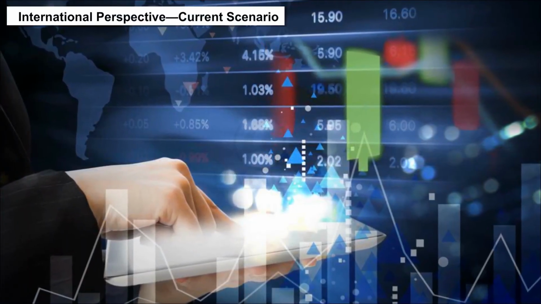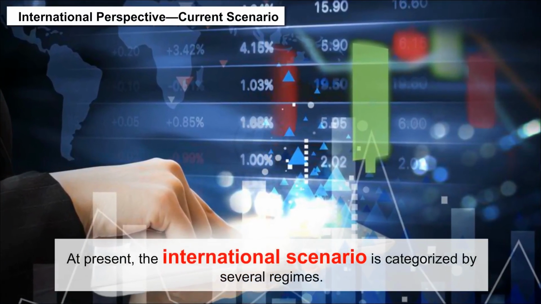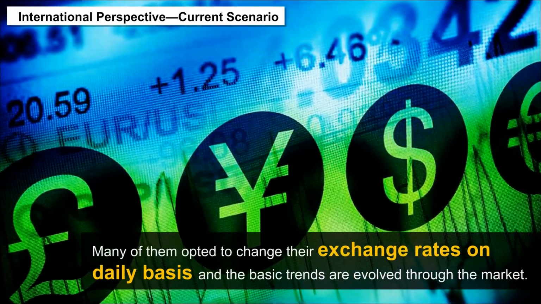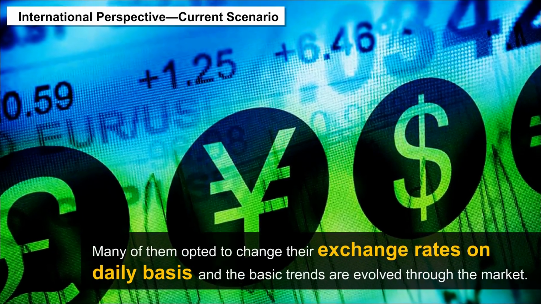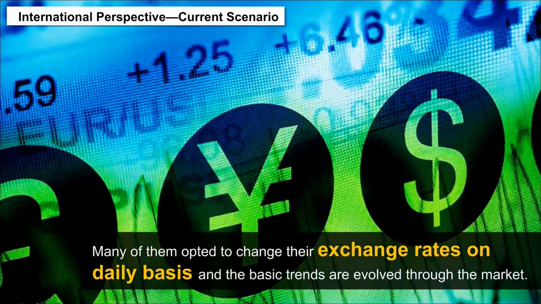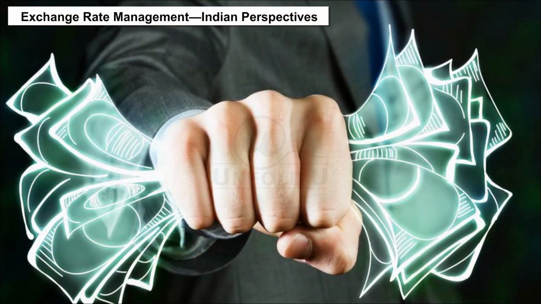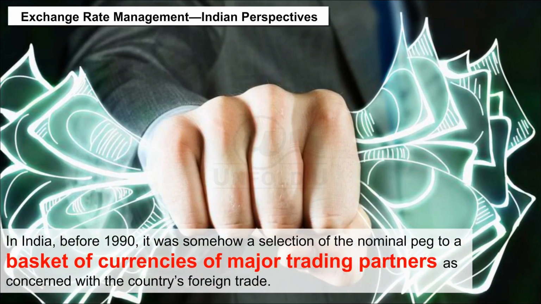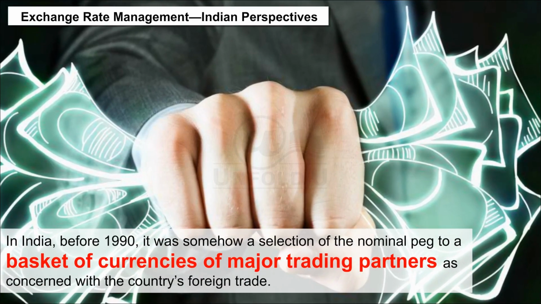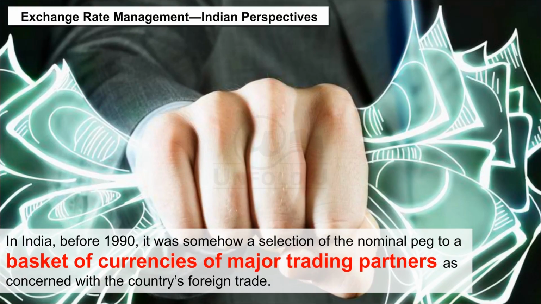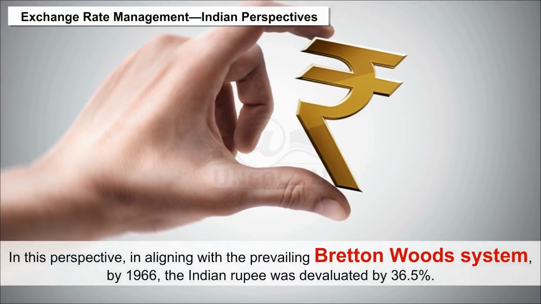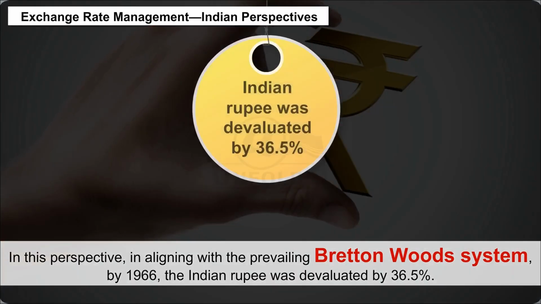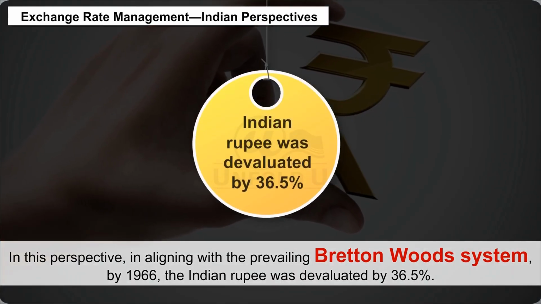International perspective: the current scenario. At present, the international scenario is categorized by several regimes. Many countries opted to change their exchange rates on a daily basis, and the basic trends evolve through the market. Exchange rate management: the Indian perspective. In India, before 1990, it was a selection of a nominal peg to a basket of currencies of major trading partners, as concerned the country's foreign trade. In alignment with the prevailing Bretton Woods system, by 1966 the Indian rupee was devalued by 36.5%.